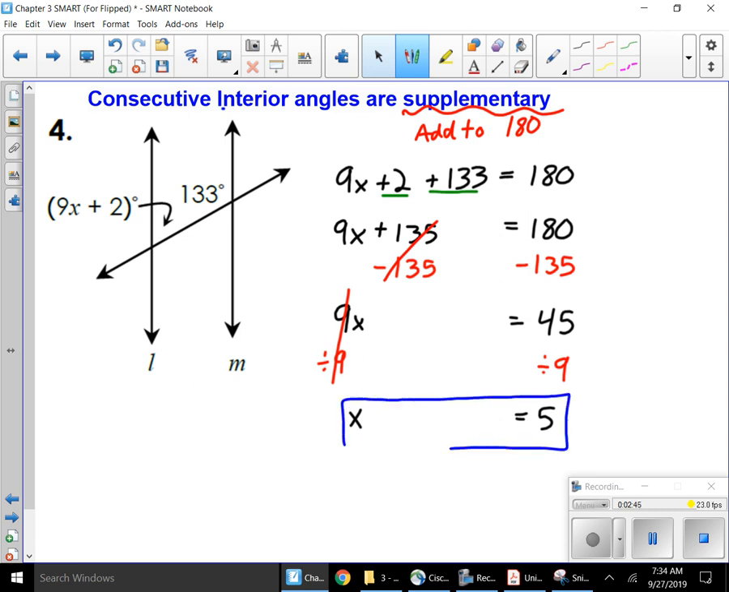Note that when you go to double check your work this time, when you do 9 times 5 plus 2, well, 9 times 5 is 45, plus 2 gives you 47. 47 is not equal to 133, but you can add them together. 133 plus 47 will give you 180. So when you double check your work on a supplementary case, remember your angles won't be equal. Instead, what you want is for them to add to 180. So do make sure you're taking the time to double check your work.